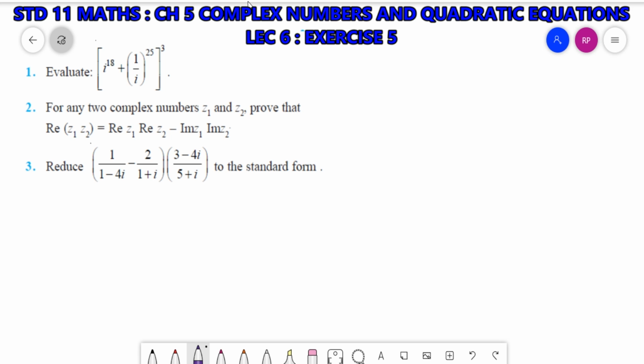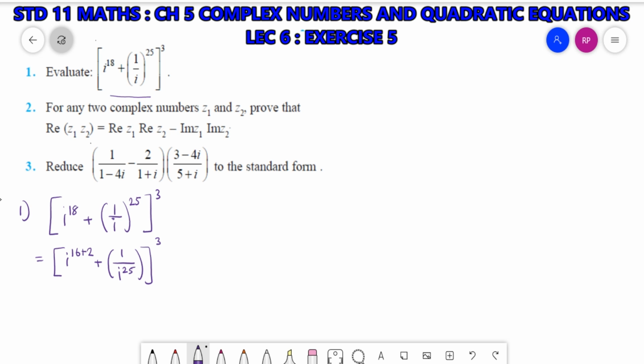Evaluate (i^18 + (1/i)^25)^3. Let's write down the first one. (i^18 + (1/i)^25)^3. Now I will express i^18 in the form of a multiple of 4 plus something. 4 fours are 16, so it will be i^(16+2), plus 1 raised to 25, that is 1 upon i^25, whole cube.